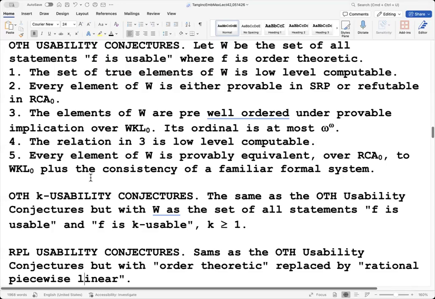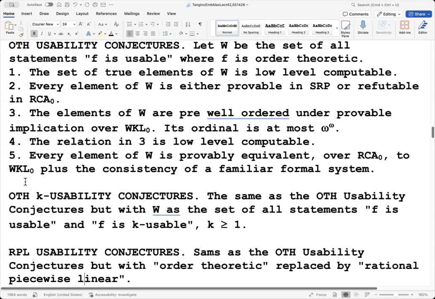Provable implication is low-level computable. Every element of W is provably equivalent to WKL naught plus the consistency. So this is the thing that's wrong. I have to be careful about this. I think it's some sort of effective WKL naught plus the consistency of a formal system, like standard formal systems.